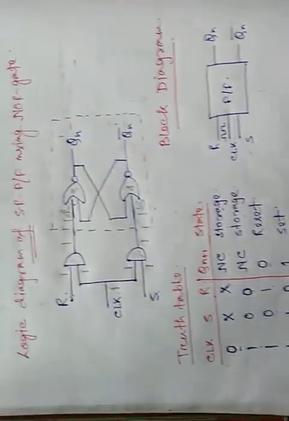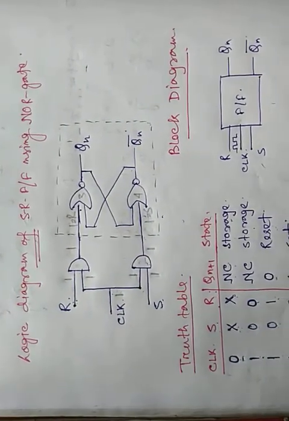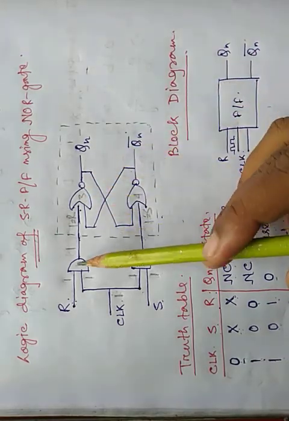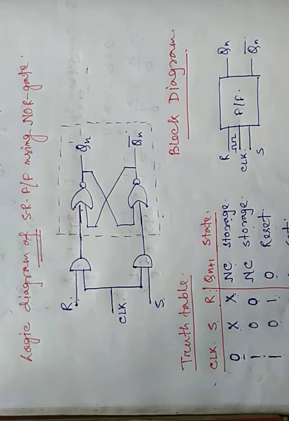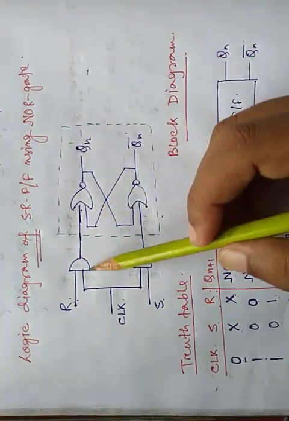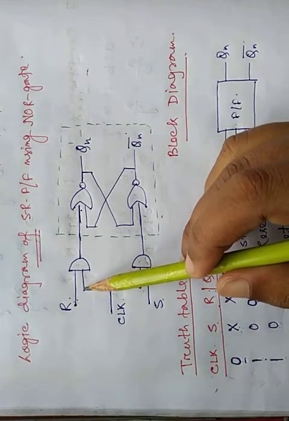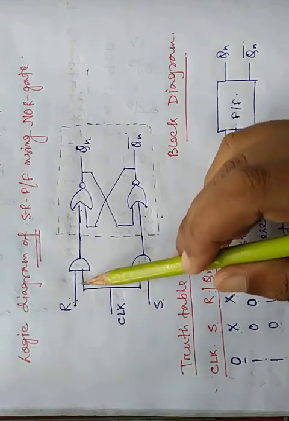This is the truth table of the SR flip-flop using NOR gates. In an SR flip-flop with NOR gates, we should use extra logic gates, 2 AND gates, in order to feed the clock signal as an input.